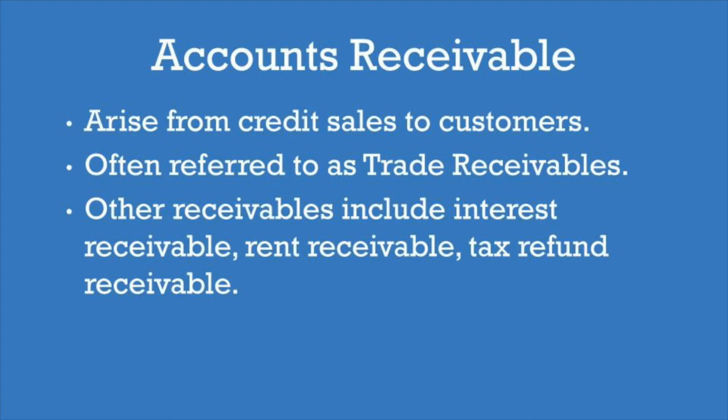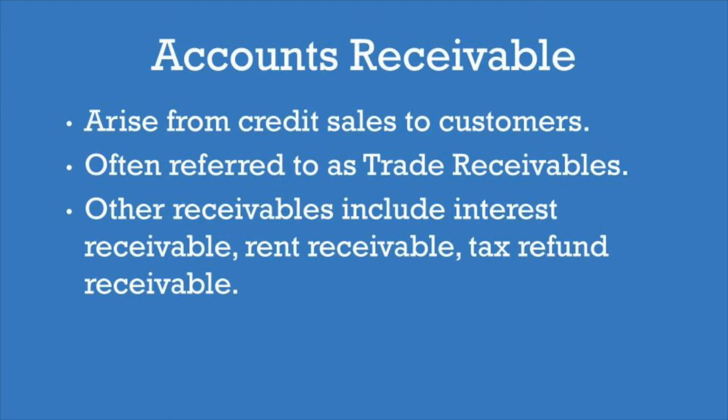So first of all, let's take a look at what accounts receivables are. They arise from credit sales to customers. So we sell something on credit and the customer is going to pay us cash later on. They're often referred to in the industry as trade receivables. And other receivables would include things like interest receivable, rent receivable, tax refund receivable, these sorts of things.